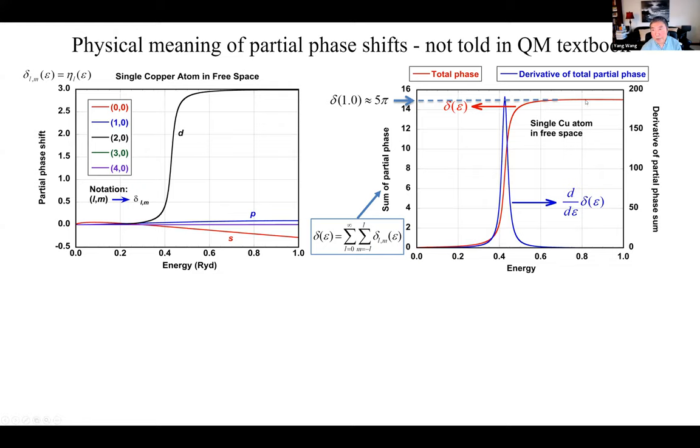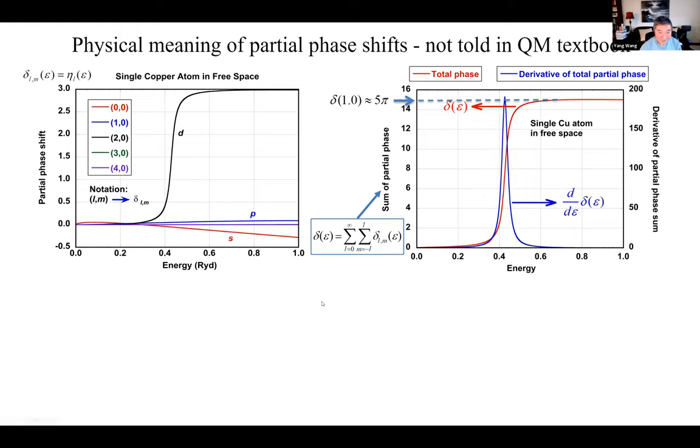So this is the blue curve, and this is the red curve. It represents the sum of the partial phases, and the blue curve is the derivative of that. It's a very sharp peak here. What does it look like to you? Can you imagine what this is? It is a density of states. So this is the connection between phase shift and density of states.